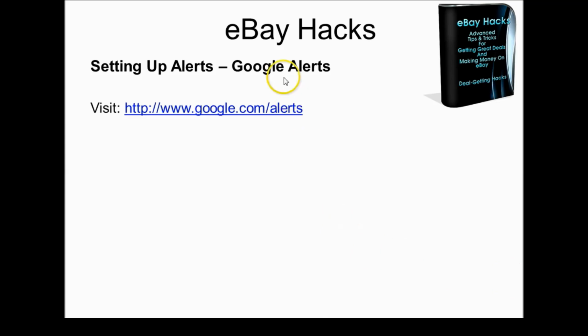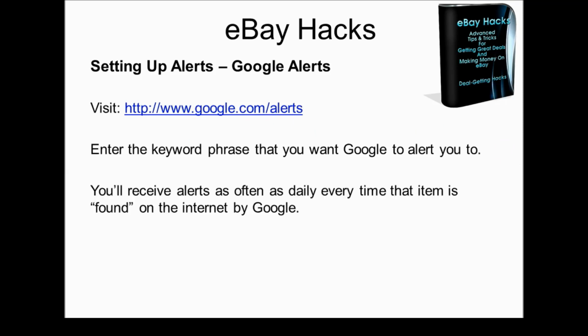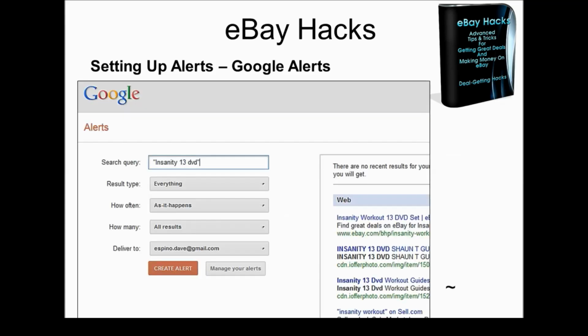So to do a Google alert, just go to google.com/alerts. Enter the keyword phrase that you want Google to alert you to, and then you'll begin to receive alerts as often as daily every time that item is found on the internet by Google. Basically, every time the Google search engine indexes a page that has your keyword in it, you'll get an alert right into your email.